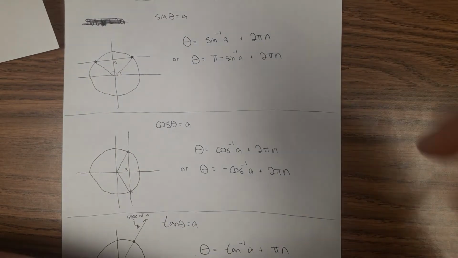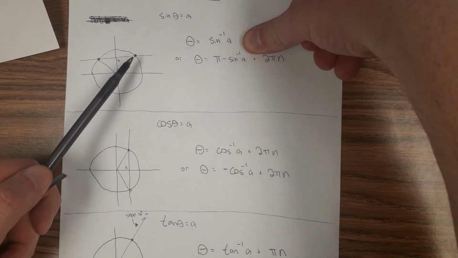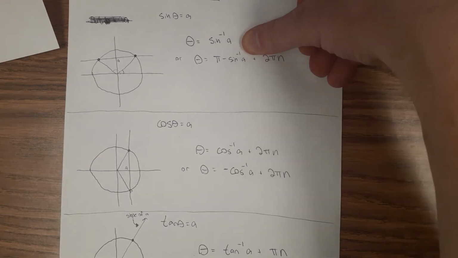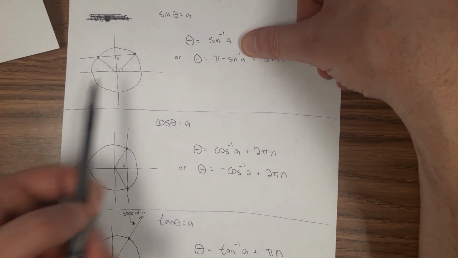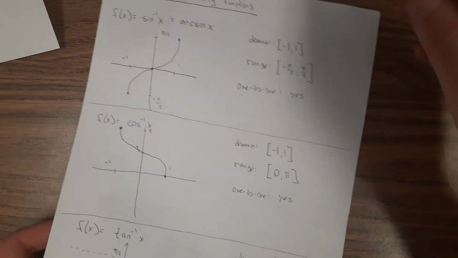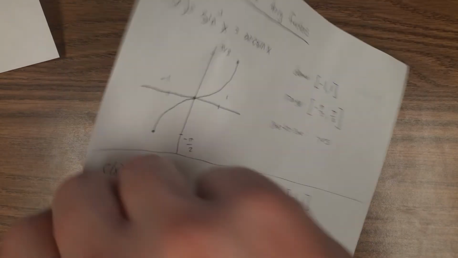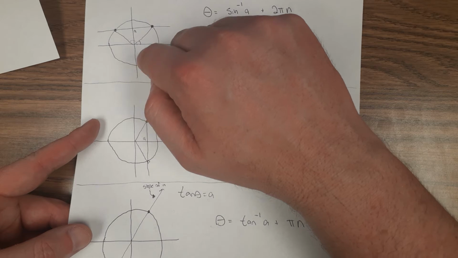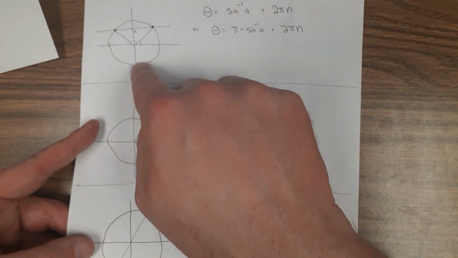This angle, this first one, is just the arcsine of A. That's just the result of taking arcsine of both sides. That's going to give us an answer between minus pi over 2 and pi over 2. So that'll give us an answer between here and here. And sure enough, it did, this angle is between here and here.